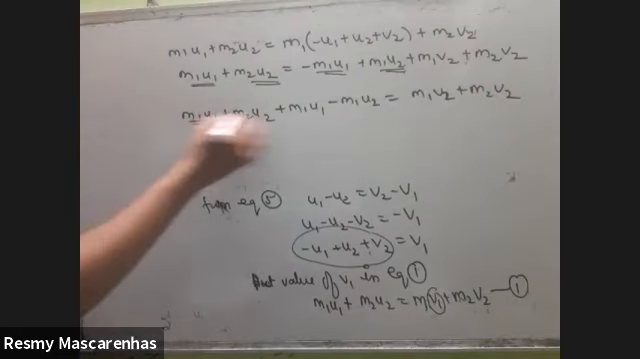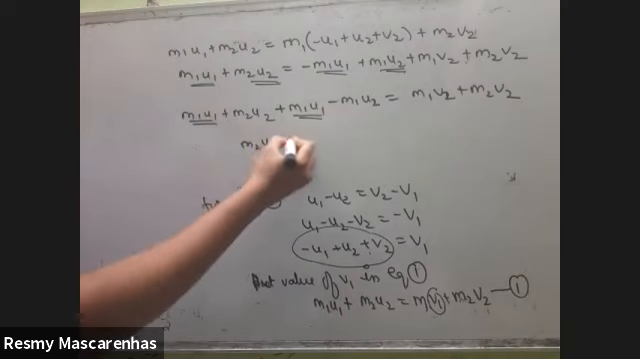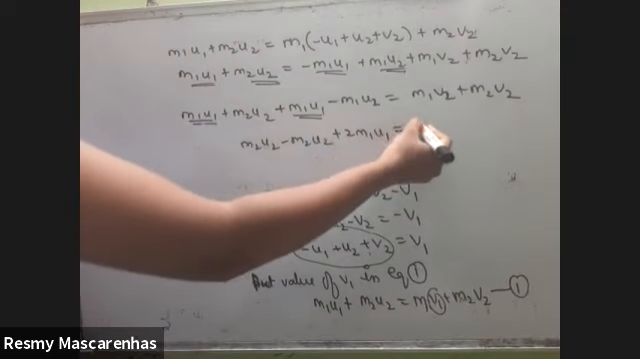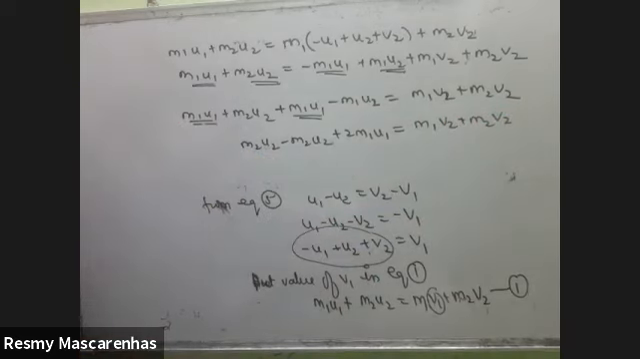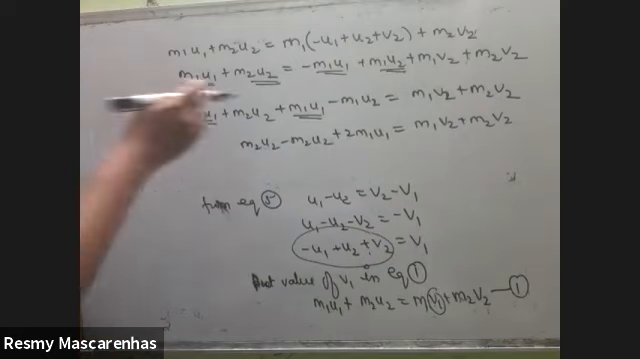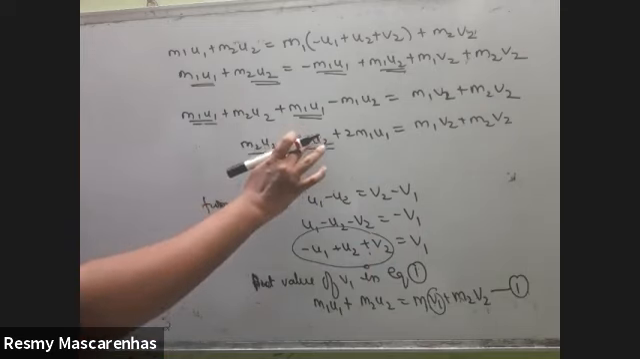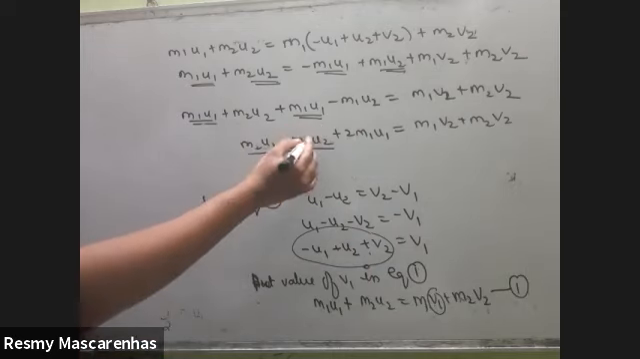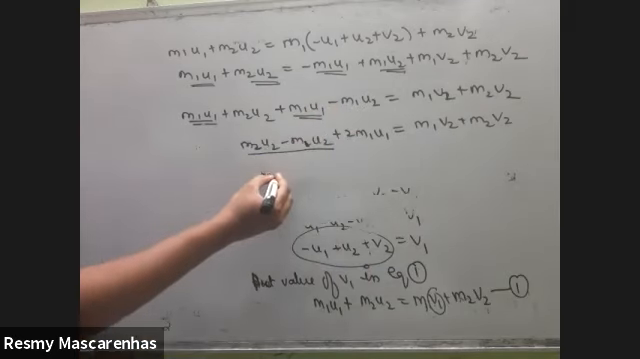Now, see this and this term is same. So this I'll write together. This I'll write next. These I'll add up, so they'll become 2 times M1 U1. Now, whatever is common, we'll take out common. Here U2 is common. So take out U2 common.